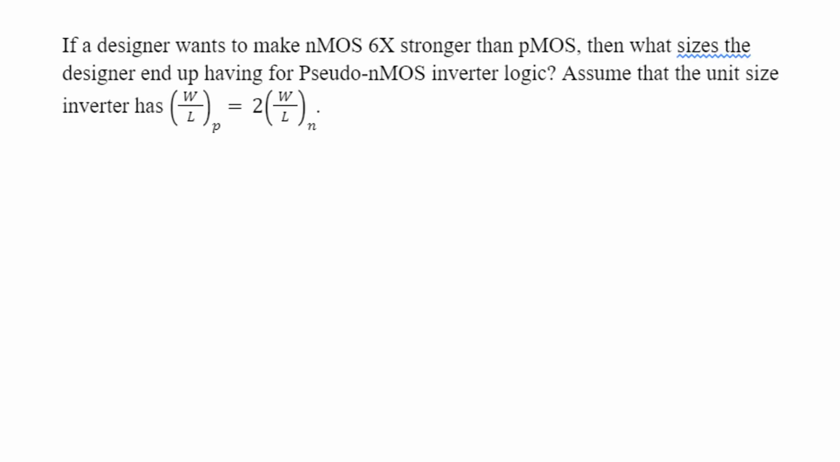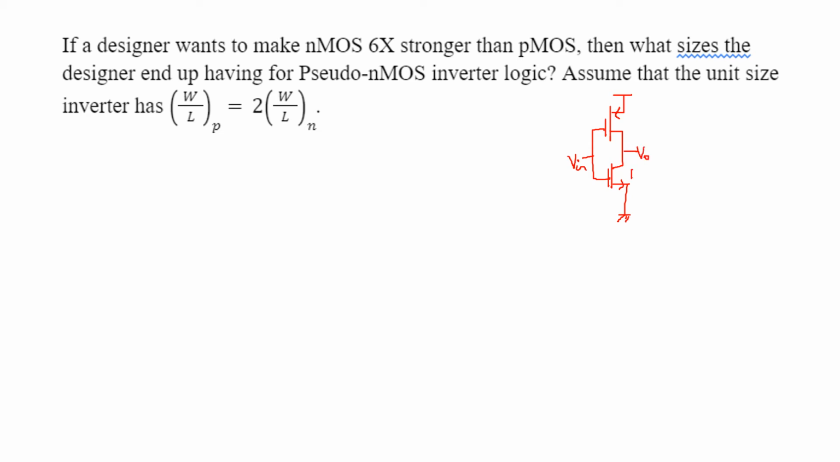If a designer wants to make NMOS 6 times stronger than PMOS, then what sizes does the designer end up having for pseudo NMOS inverter logic? Assume unit size inverter has W by L of P equal to 2 times W by L of N. What this basically means is that this is a unit size inverter, right? So we have a static CMOS inverter, okay, where Vin is given here and then Vout here.